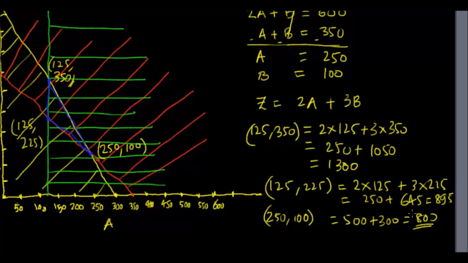So my optimal point would be this one, which gives me the minimal cost, asking us to manufacture 250 units of A and 100 units of B, so that we meet all the constraints and produce the minimal cost.